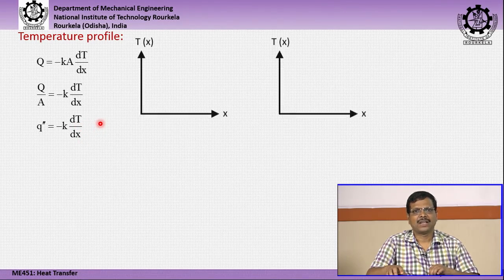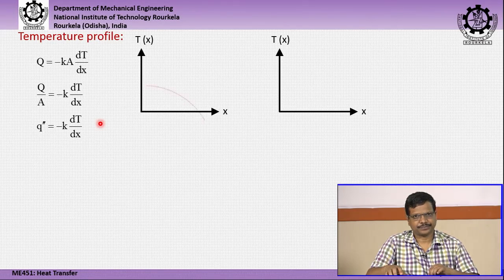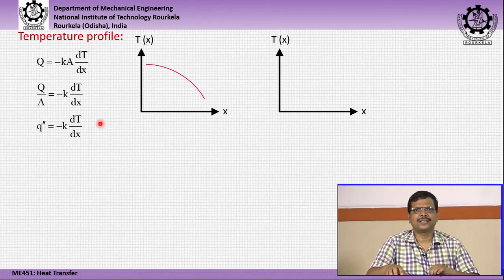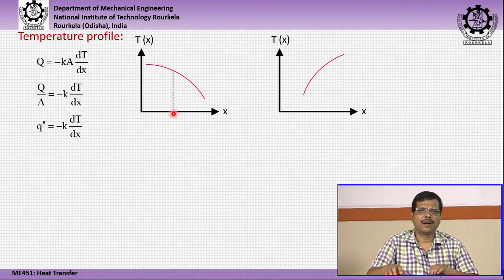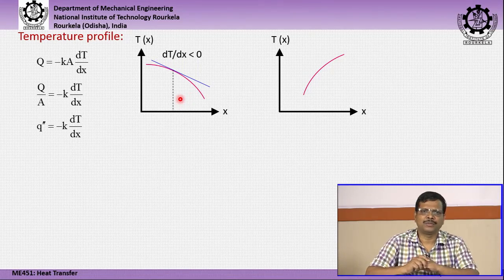Now let us consider two types of variation of temperature along the space x. In one case temperature T is decreasing along the positive x direction, and in the second case temperature T is increasing along the positive x direction. Here we can consider any particular location x, let us say this location. We will calculate the slope of this curve at this location. At this point we draw a tangent to the curve, and you can find out the slope of the curve here.